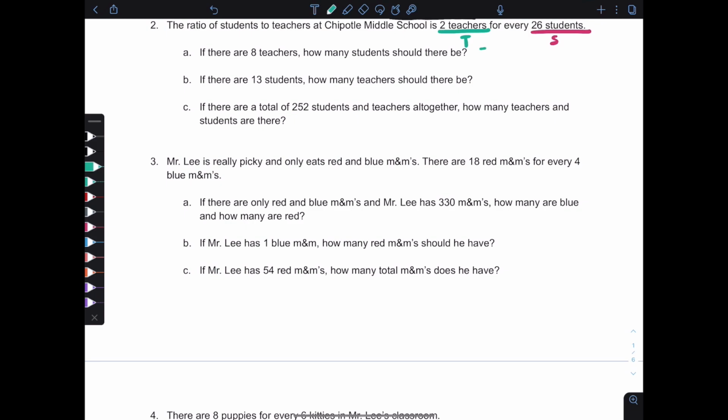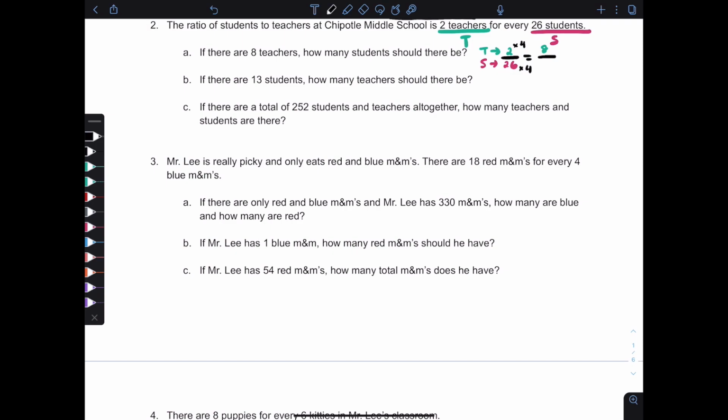We can start off by writing a ratio. I'll use T to say this is going to be 2 teachers. And for students, I can put an S here. It's going to be 26 students for every 2 teachers. It's a pretty small class size. And the question says, well, what if there's 8 teachers? So if there's 8 teachers, that'll go on top with the teachers. And how do we get from 2 teachers to 8 teachers? That's times 4. So on the bottom, we're also going to multiply by 4.